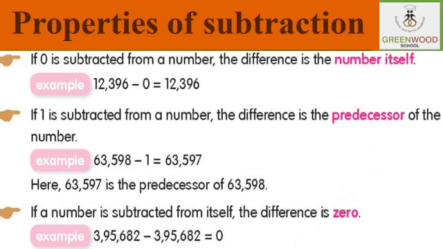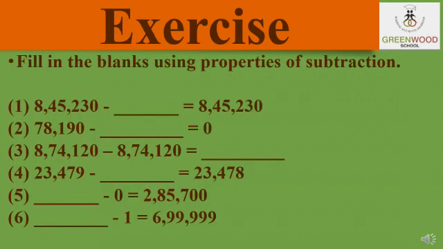Third, if a number is subtracted from itself, the difference is 0. For example, 3,95,682 minus 3,95,682 is equal to 0. Now, the next exercise is based on the properties of subtraction, which I want you to solve by yourself. The first property was that if we subtract a 0 from any number, the answer is the number itself. If we subtract 1 from any number, the answer we get is as predecessor of that number. And the third one was if we subtract the two same numbers, we get answer as 0.